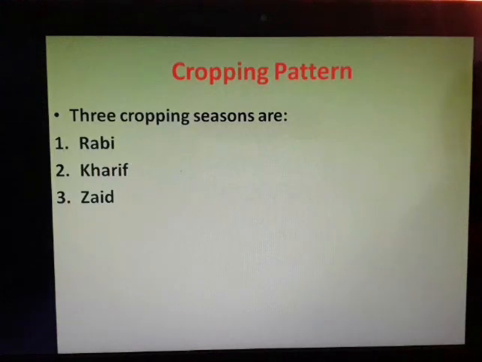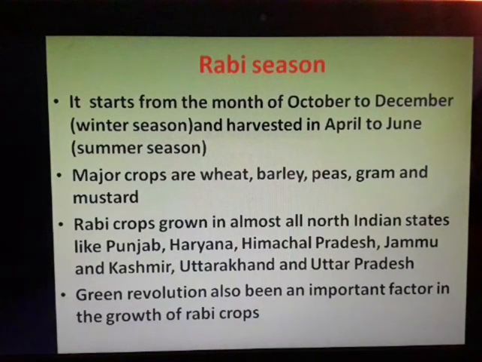Now we shall discuss the cropping pattern or cropping seasons in India. What is a cropping pattern? Cropping pattern means the classification of the time or period in which one particular crop is grown based on climatic condition. India has 3 cropping seasons: Rabi, Kharif and Zaid. Let us first discuss Rabi crops. The Rabi season starts from the month of October to December. That is, crops are sown in the winter season and harvested in summer, that is April to June.